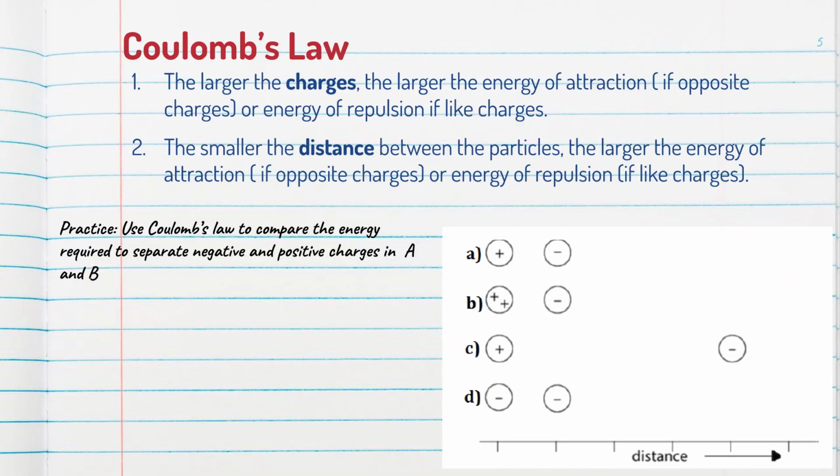So let's use Coulomb's law to compare the energies required to separate negative and positive charges in A and B. In A, we can see that the distance is relatively close together, so it's going to have a large energy of attraction, but the charges are about equal. When we look at B, we can see that there are two positives and one negative at the same distance as A, so the energy of attraction is going to be larger in B than it is in A because the charges are larger in B than A.